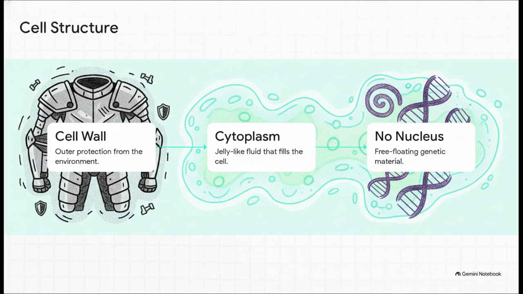Number 2, the cytoplasm. Inside that armor is a jelly-like fluid that fills up the whole cell. And number 3, tying back to our new vocabulary word, there is no nucleus. The genetic material, the blueprints for the cell, is just free-floating right there in the jelly-like cytoplasm. Simple, tough, and built for survival.